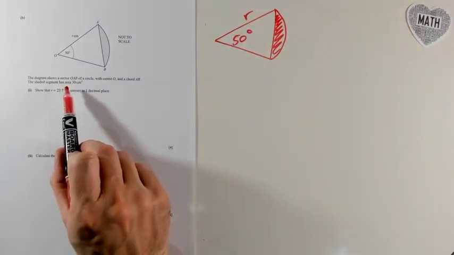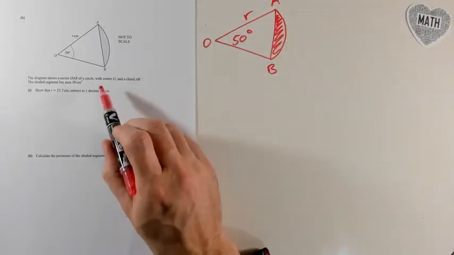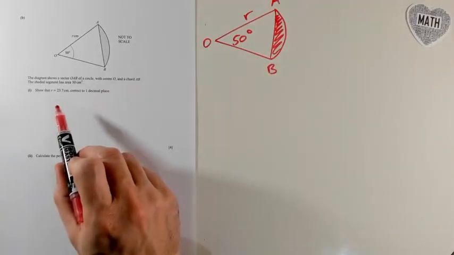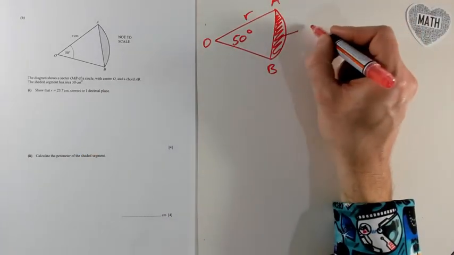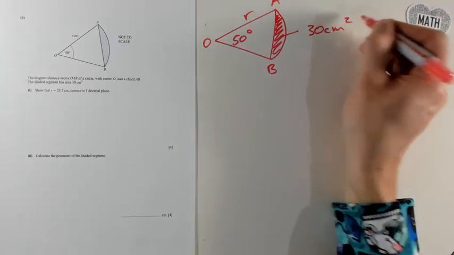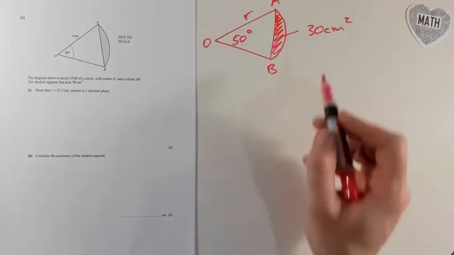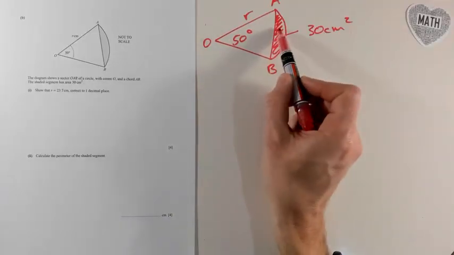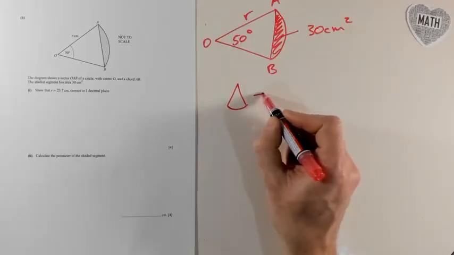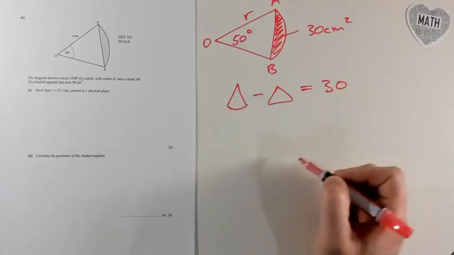They're saying the diagram shows a sector OAB, and the center is O, and the chord is AB. So that's on the circle. It's a chord. And the shaded segment, so that part there, is 30 square centimeters, and show that the radius is correct to 1 decimal. So if I wanted to find that part out, I'll have to take the sector and subtract the triangle, and that part would then be 30.